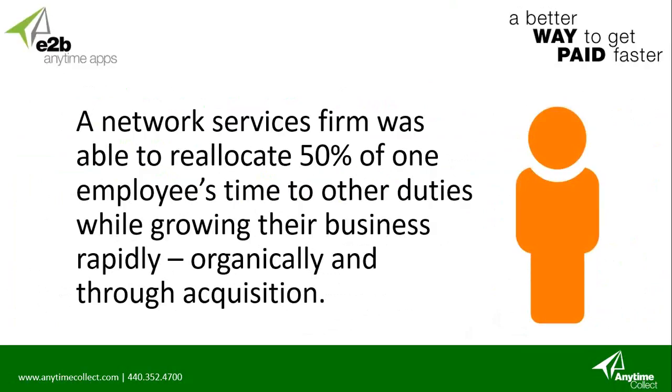And they did all of this while growing their business rapidly, organically, and through acquisition. They actually nearly doubled their business, were able to reduce headcount slightly, and, oh, by the way, they got paid 40% faster within 12 months. Took their DSO down from, I think it was about 67 days, down to 47 days. And if you excluded just a handful of their accounts that were kind of problematic, they got that down even further. So they're getting paid almost a month faster just by leveraging technology.